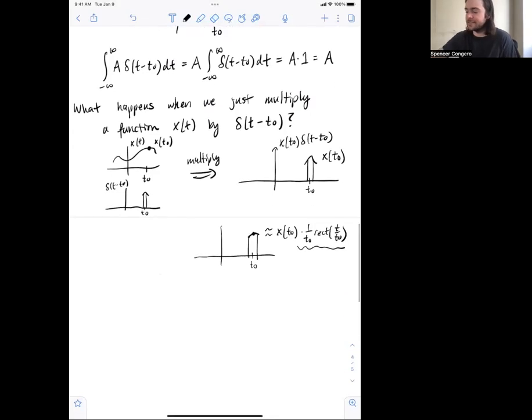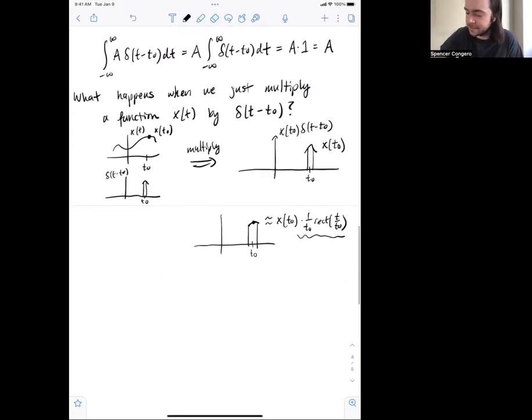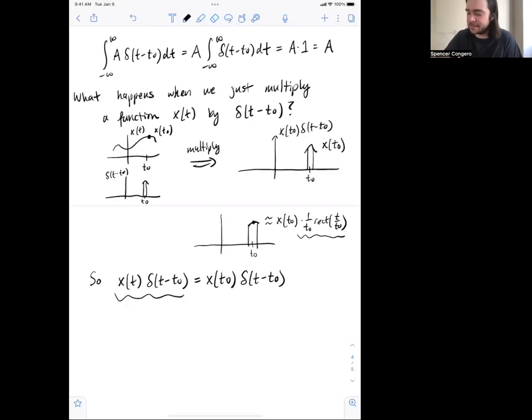Let me summarize this. If I take a function and multiply it by a shifted delta, what happens? Well, I definitely get that shifted delta. The only question is, what has the area been scaled by? The area gets scaled by the value of x at the location where the delta function is sitting, so x of t naught. So x of t times delta of t minus t naught gives you a delta function whose area is scaled by the value of x at the location of the delta function, which is t naught.